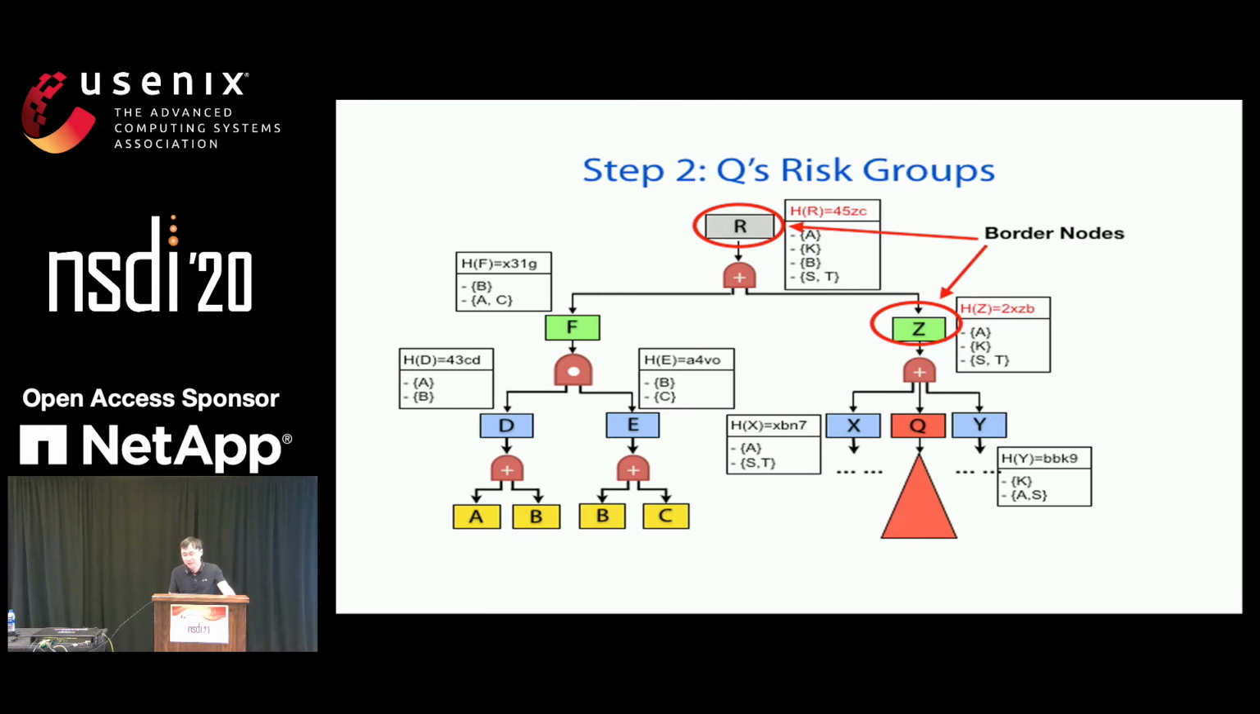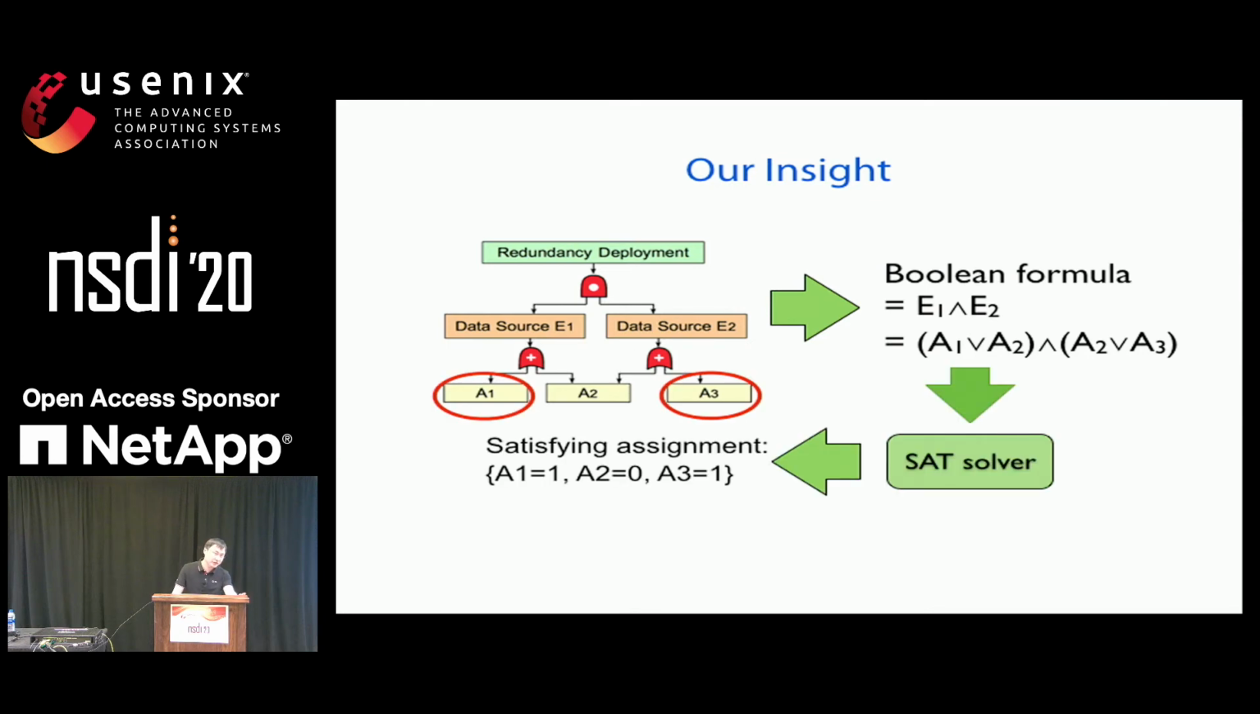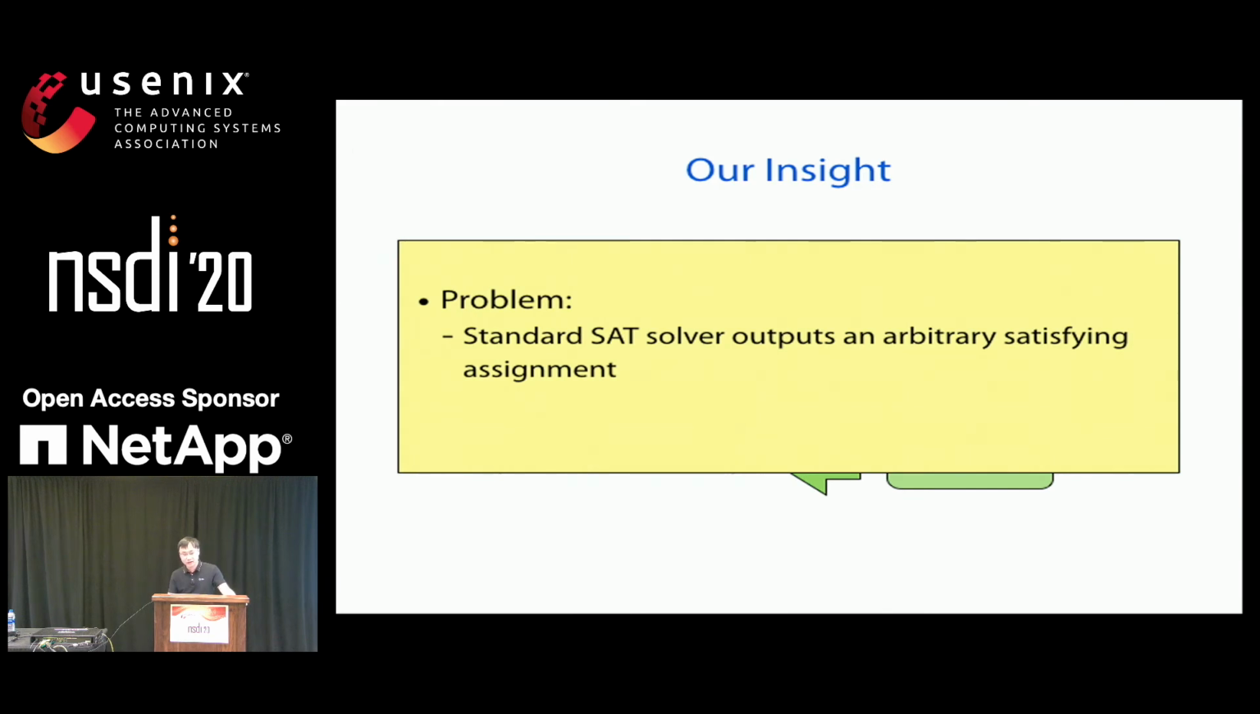Analyzing the risk groups is an NP-complete problem, so it's very difficult to solve quickly. So our insight here is to translate the fault graph into a Boolean formula. If we have a Boolean formula, we can leverage the SAT solver to quickly output a satisfying assignment. For example, if the SAT solver outputs 101, that means we have a risk group including A1 and A3 in this example. So the SAT solver is very fast and can get a very accurate result. However, a standard SAT solver just outputs an arbitrary satisfying assignment. Our purpose is to get the top K critical risk groups.